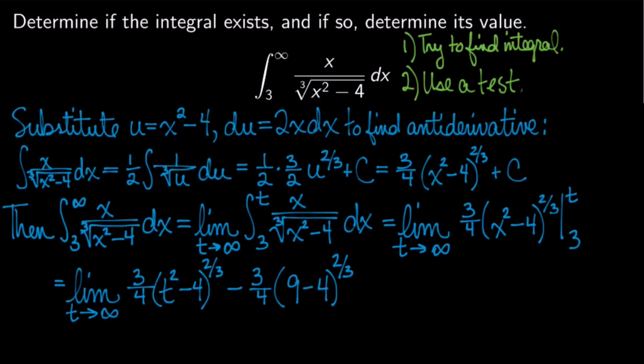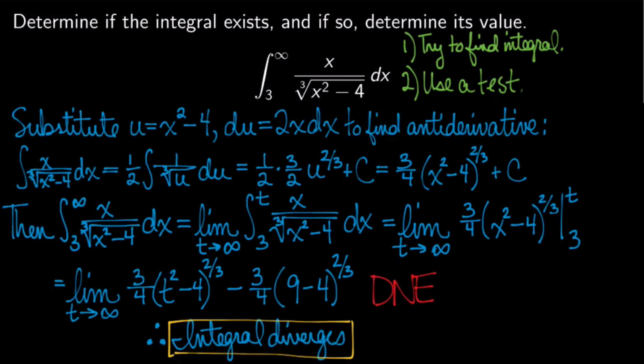Okay, so this limit does not exist. Can you tell? We have here the limit as t goes to infinity of this expression. T is getting huge, which means that t squared minus 4 gets huge, which means that t squared minus 4 to the 2/3 power gets, not quite as huge, but huge, okay? So this limit is like infinity, and the whole thing just doesn't exist. And in our new vocab, you say, oh, this integral diverges.